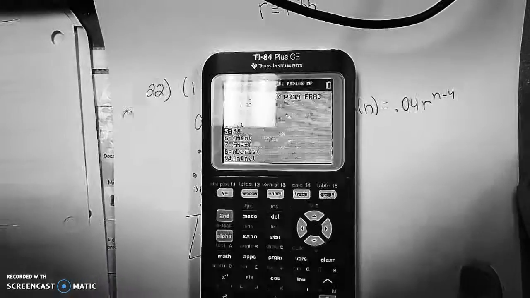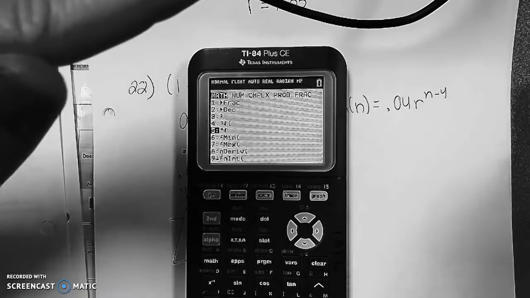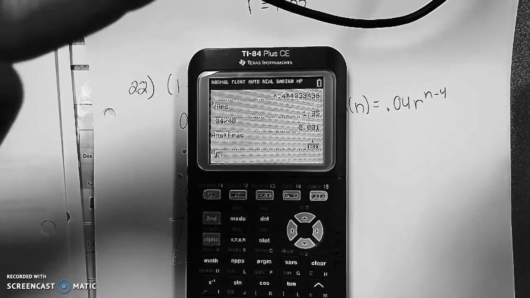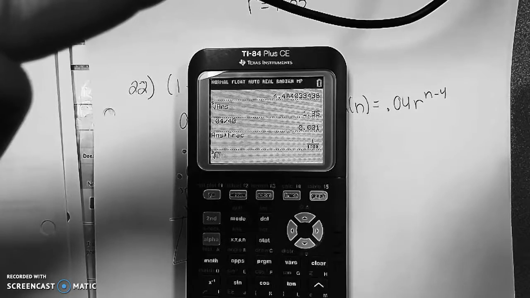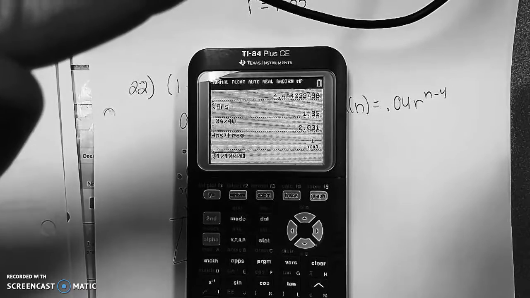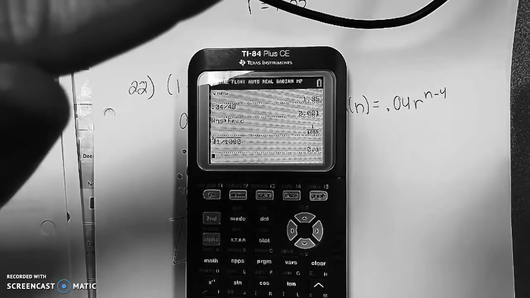So you've got a glare. Let me try to fix that. There we go. And it allows me to take any root that I want. That's called an index, by the way.